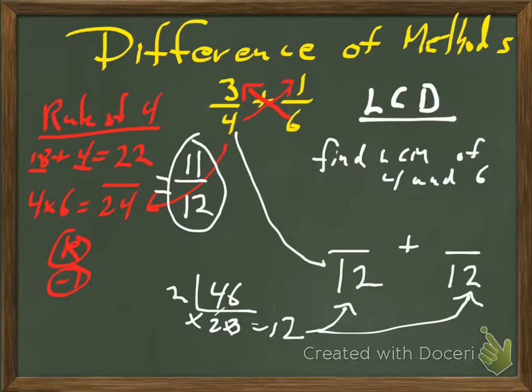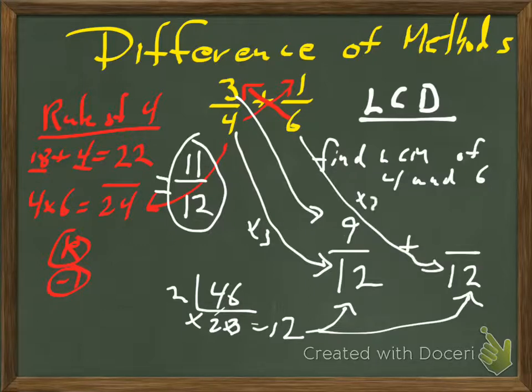4 goes into 12 3 times, so I had to multiply that by 3 to get the common denominator. So the top, 3 times 3, gives me 9. Okay, and the 6 goes into 12 twice, so multiply the top by 2 and you get 2. And now when I add up 9/12 plus 2/12, you get 11/12.